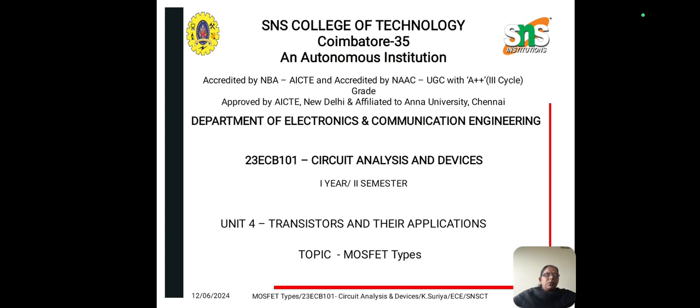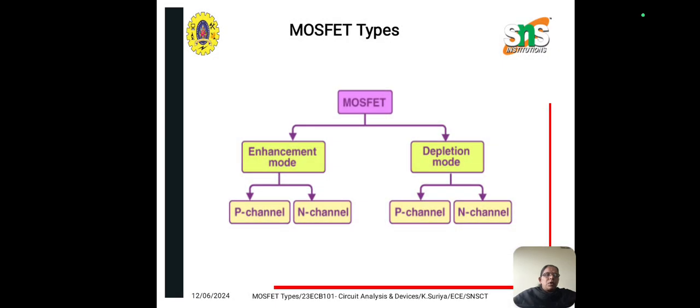In this video, let us see about different types of MOSFETs. Basically, MOSFETs are classified as enhancement and depletion modes. Under enhancement mode we have p-channel enhancement mode and n-channel enhancement mode, and in depletion mode also we have p-channel depletion mode and n-channel depletion mode.